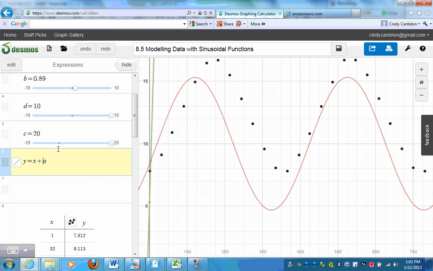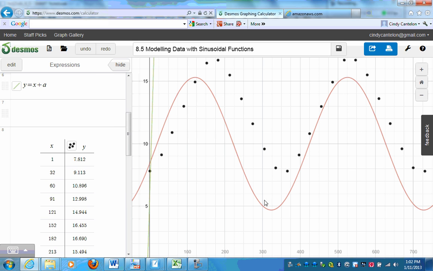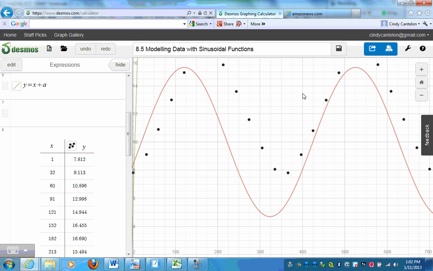Okay, so Desmos: enter in your data, try and make the graph fit. You can either interpolate or extrapolate by zooming, or you can actually get the equation of the graph to help you find the exact value.